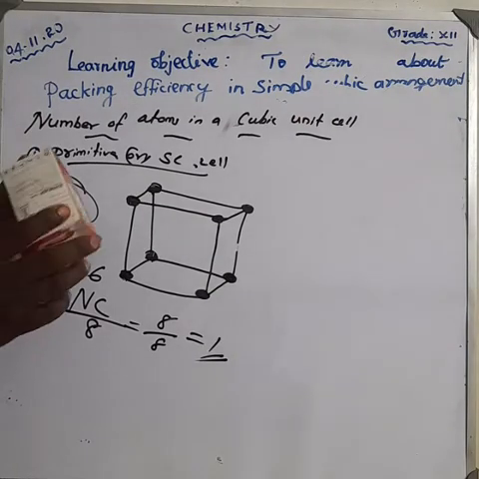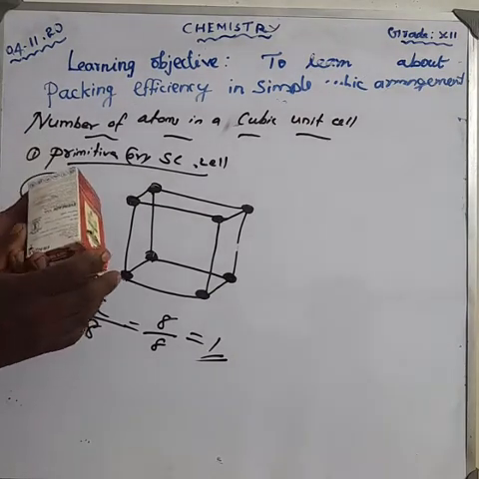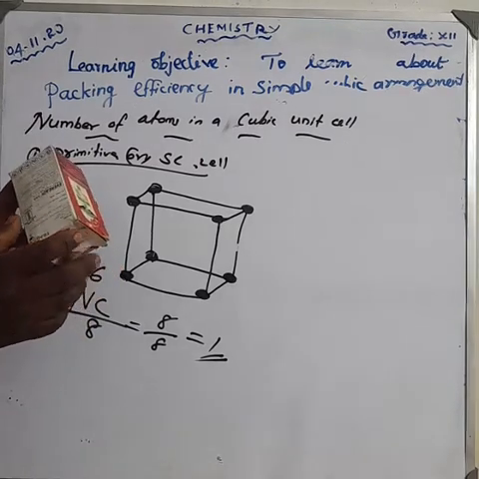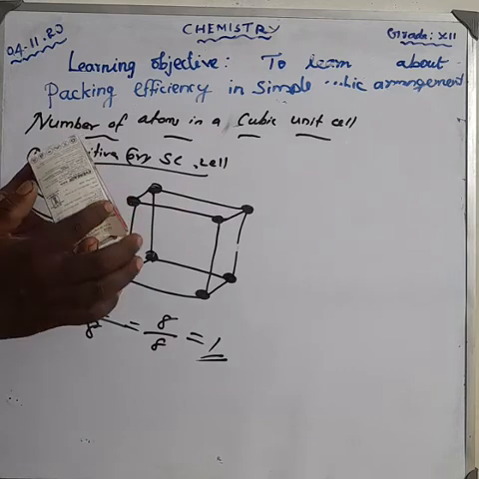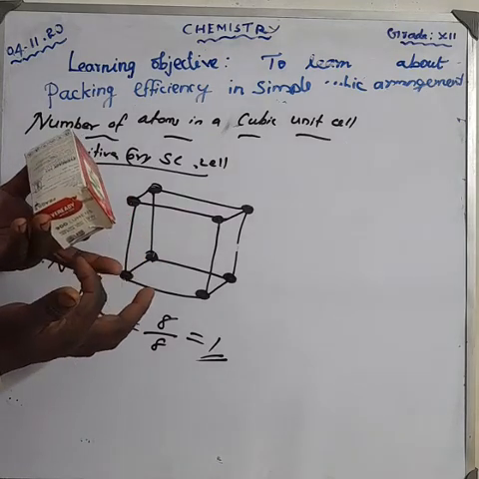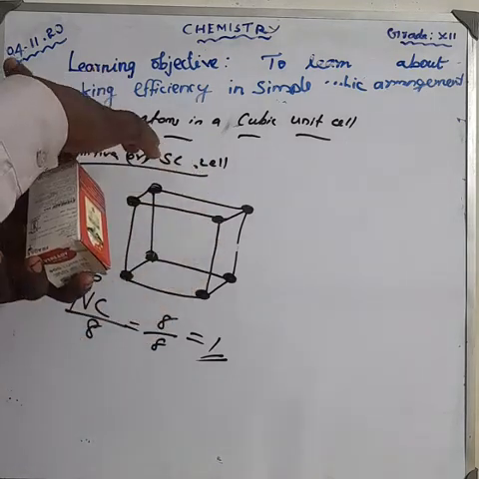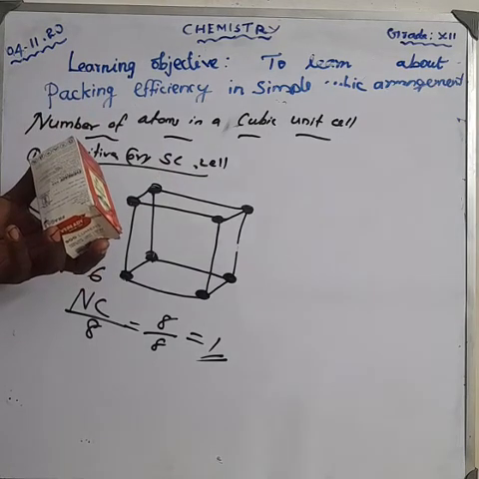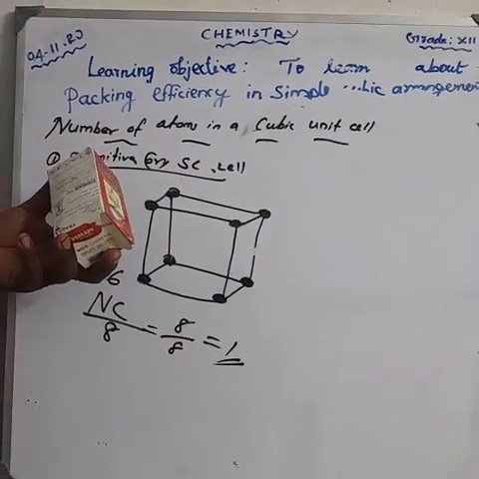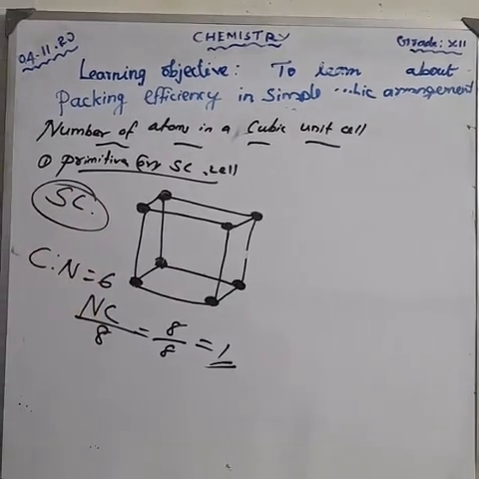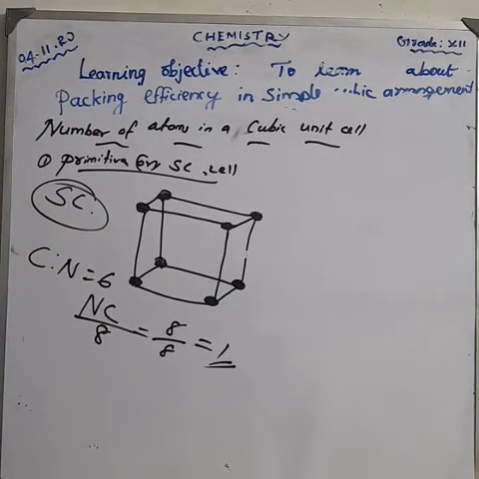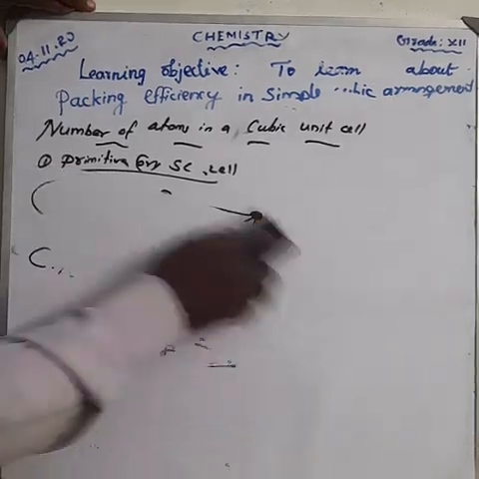For counting the number of corners, imagine this is one of the cubes. 1, 2, 3, 4, 5, 6, 7, 8. Like that we can find the number of corners. Now for the body centered cubic, how can you find it out?